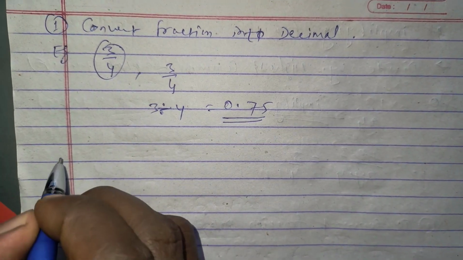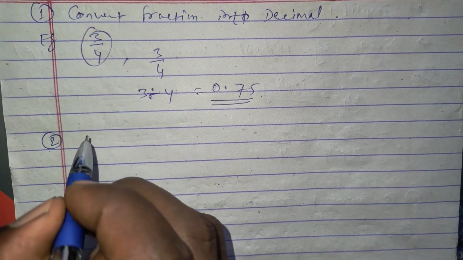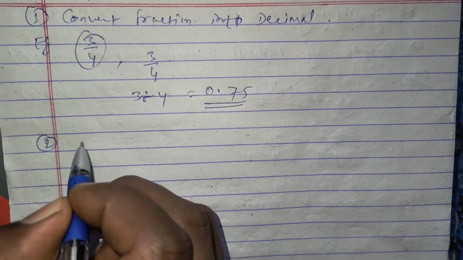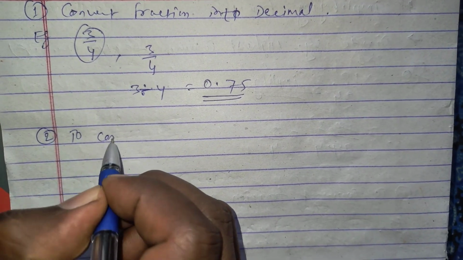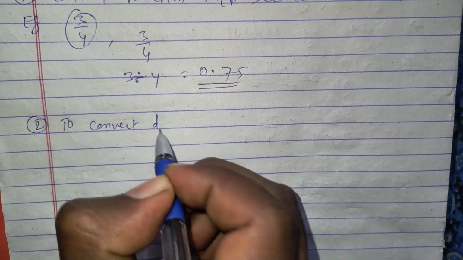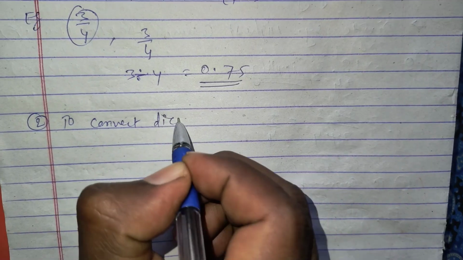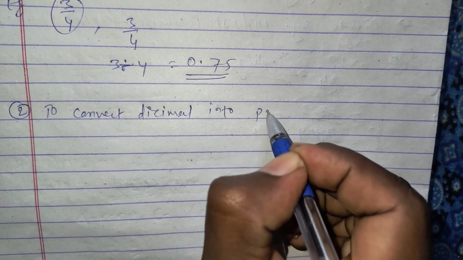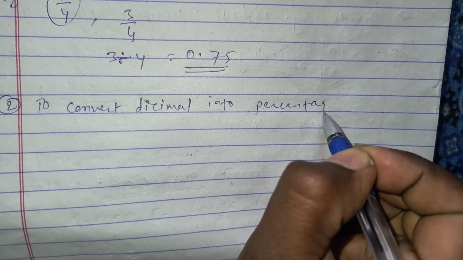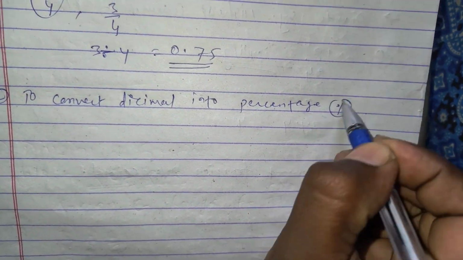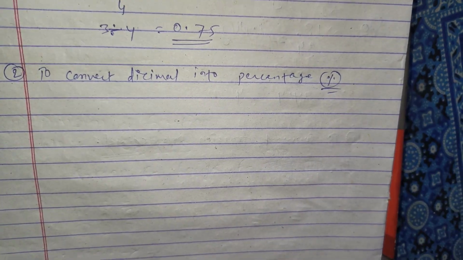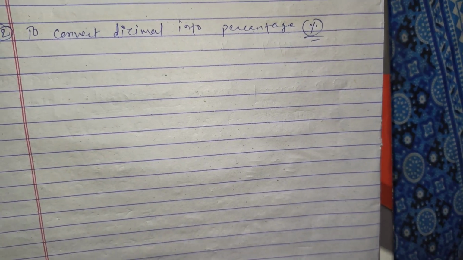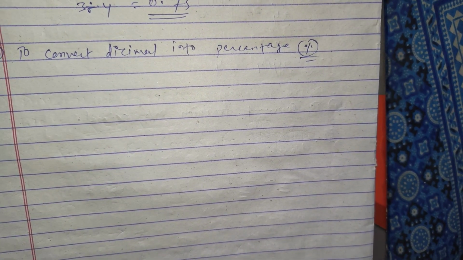So in this way, the second term is to convert decimal to percentage, right? To convert a given decimal in a question into percentage. So how to convert decimal to percentage? Nothing to do, just multiply the decimal by 100.